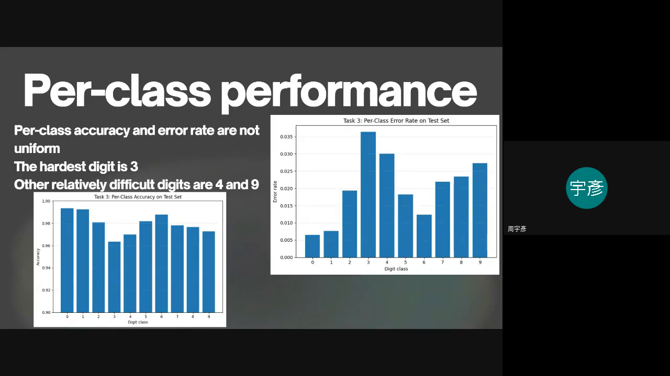In this experiment, the hardest digit is 3, and the next relatively difficult digits are 4 and 9. The error rate plot on the right shows the same pattern. Digit 3 has the highest error rate, which means the model makes mistakes on this class more often than on others. The key message of this slide is that high overall accuracy does not mean that every class performs equally well. If we only look at the overall accuracy, we may miss the fact that some classes are already much weaker than others. So to understand where the model fails, we next look at the confusion matrix.